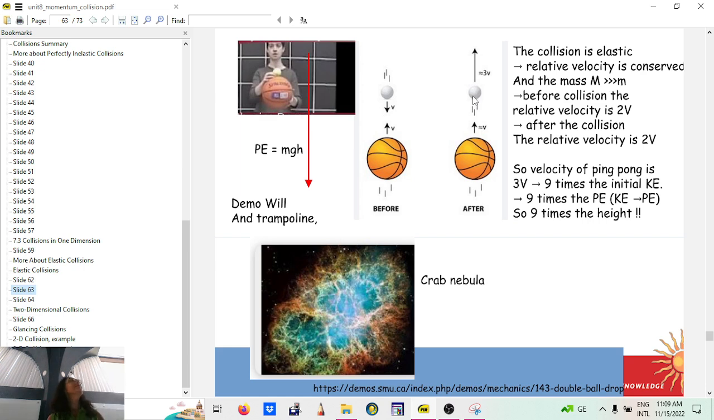Does it make sense? So the relative speed now is still 2. So this one has to go 3. But you see that the relative speed is still the same, except that it's moving in the opposite direction. So if it's head on, you add. If they are moving in the same direction, you subtract.